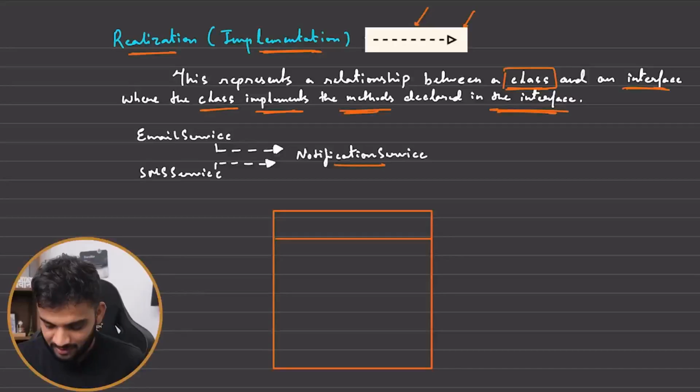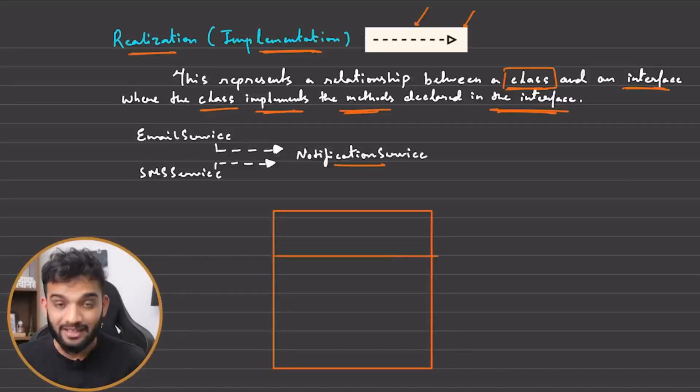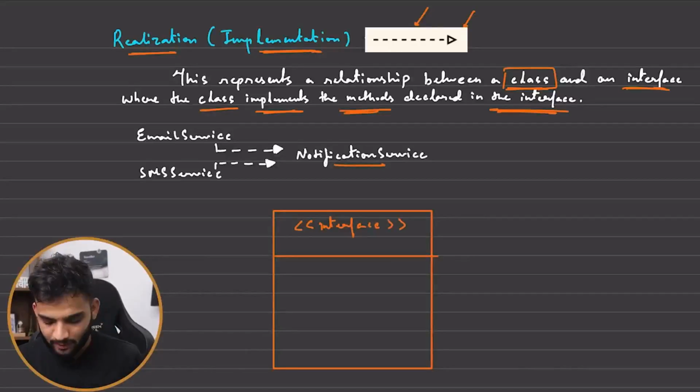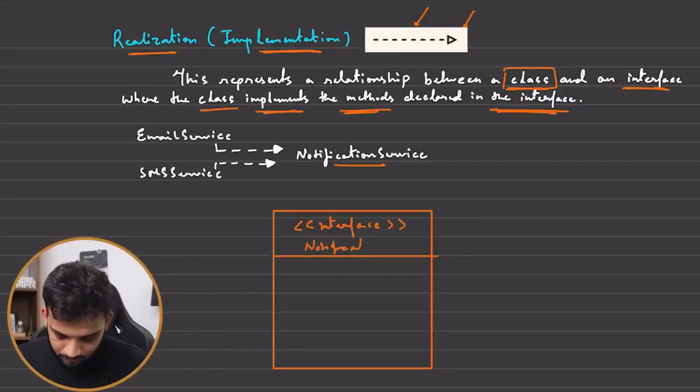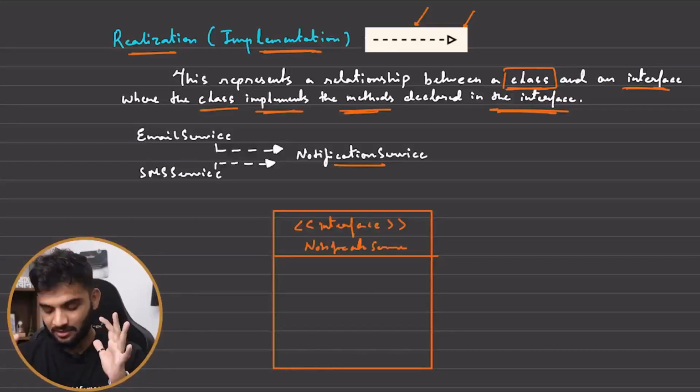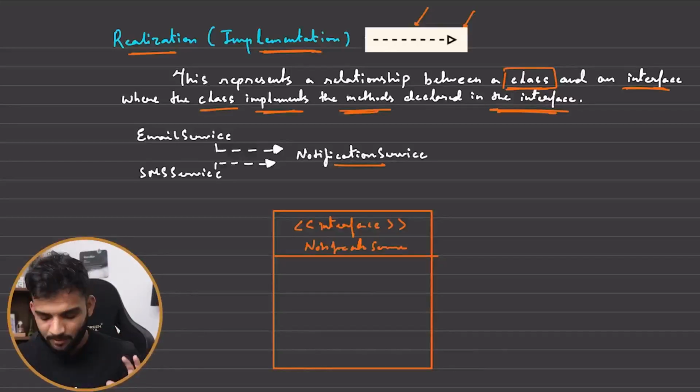No, I need to have it slightly below. Why? Because for an interface, if you remember the class notation, you'll have to write "interface", and then write the name, which is NotificationService, if you remember, right? And then you can have all your methods and all your variables listed in the middle and bottom compartments.